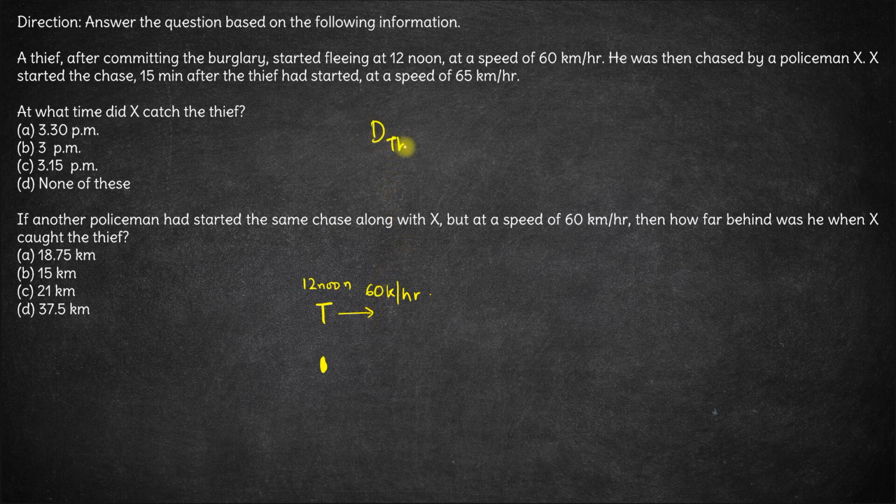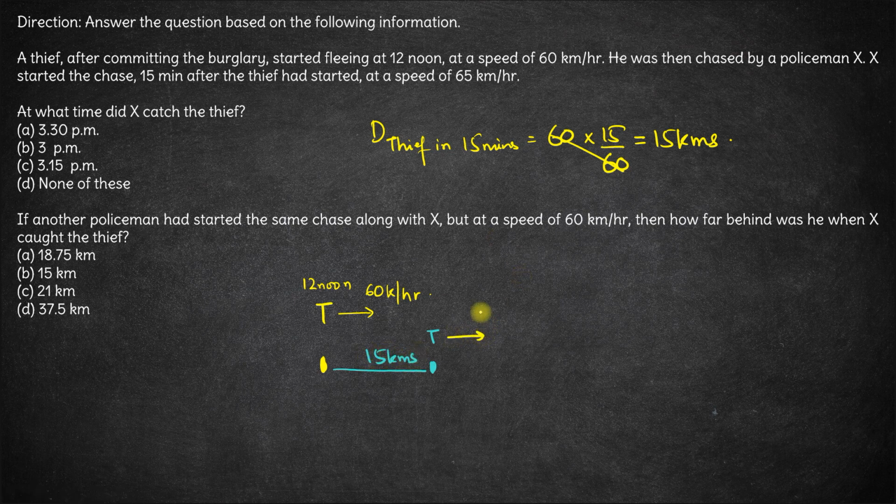So, what distance did the thief travel in 15 minutes? The speed of the thief is 60 kilometers per hour and the time is 15 minutes, which converted into hours is 15 by 60 hours. So, the thief will travel a total of 15 kilometers by the time the policeman starts. The thief will reach this point, 15 kilometers ahead. Now at this point, the thief is running at 60 kilometers per hour, and the policeman X starts running at 65 kilometers per hour. This time is 15 minutes after the burglary, so this is at 12:15 PM.